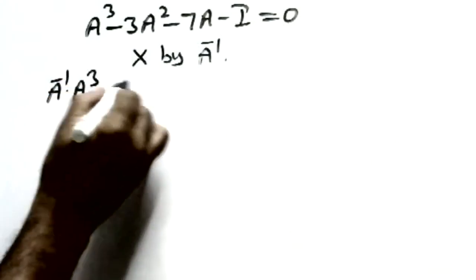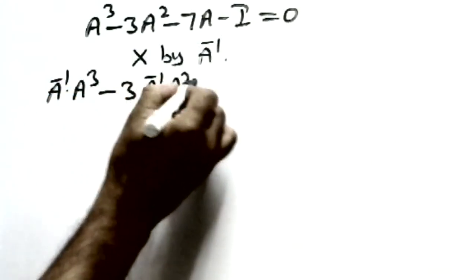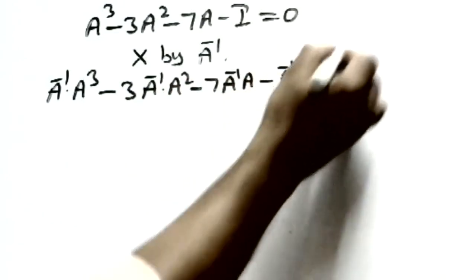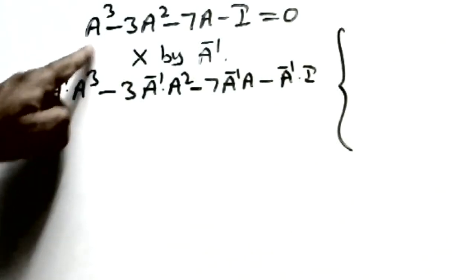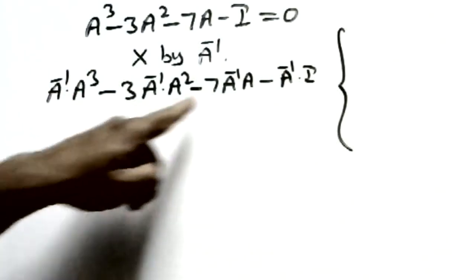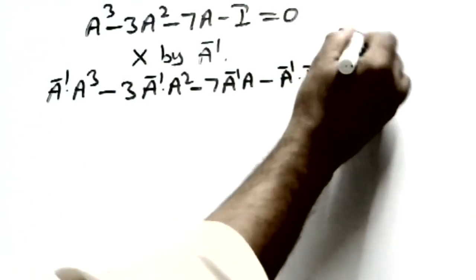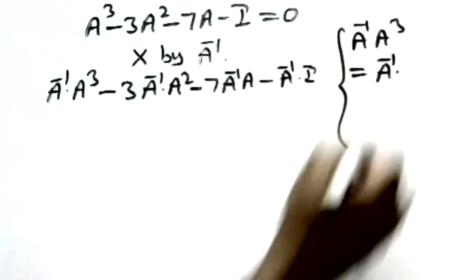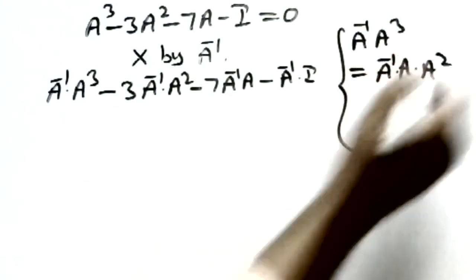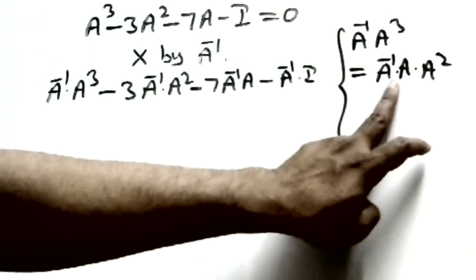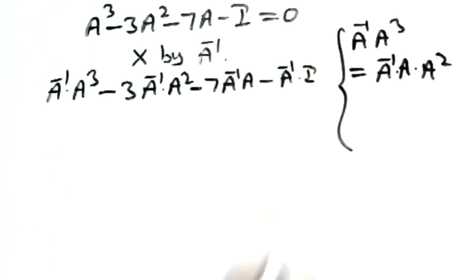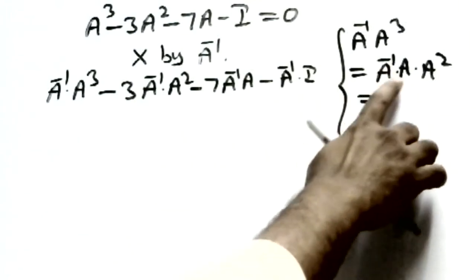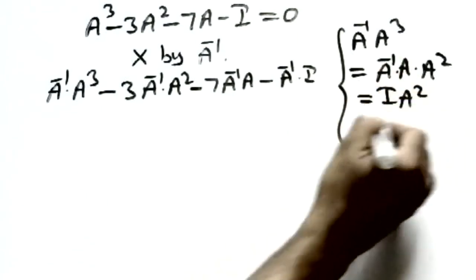So it will be A inverse into A cube minus 3 A inverse into A square minus 7 A inverse into A minus A inverse into I. Now I'll explain the terms. We have multiplied every term with A inverse here. Now the first term, how can we change it? A inverse into A cube, we can write as A inverse into A into A square. Why are we writing like this? Because we know A inverse into A will be I. We understood this at the start of the class, where I explained that A inverse into A will be I.